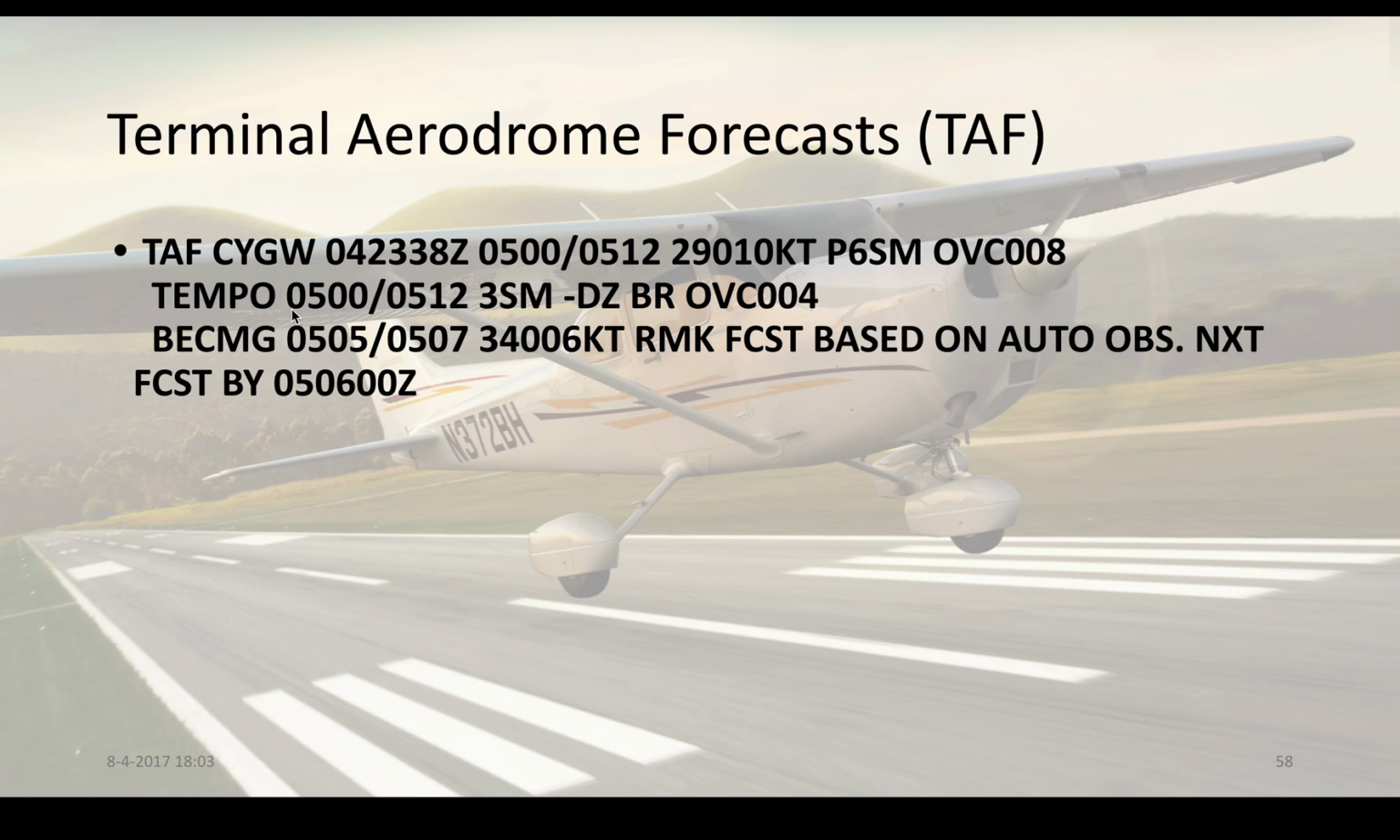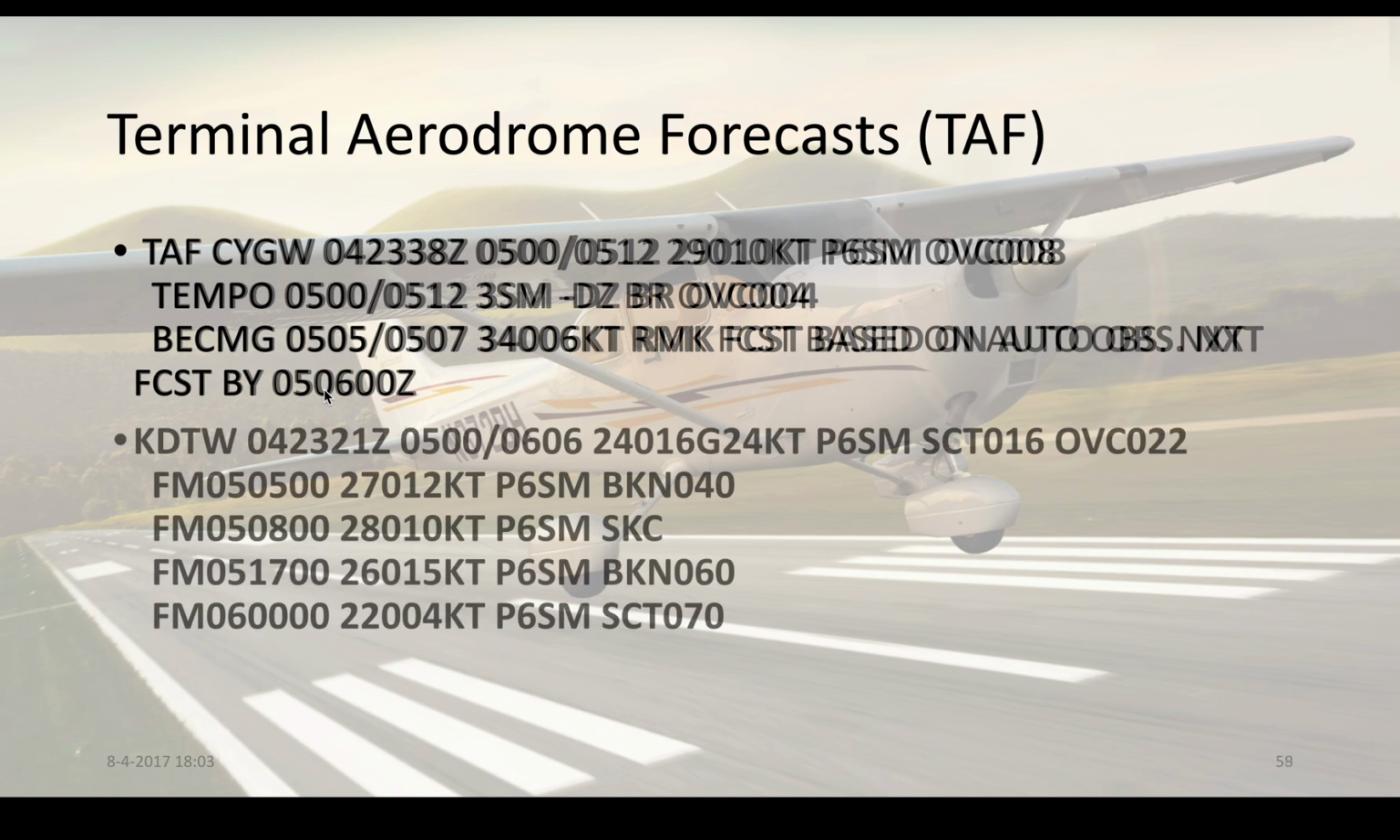And then from 0500 to 1200 Zulu, 3 miles, light drizzle is what that means. BR means mist, and overcast at 400 feet. Now, for less than half of that forecast period, it's going to be that. That's why it's called temporary. And then becoming from the 5th hour to the 7th hour, 340 at 6 knots, and then remarks, forecast based on an automatic observation. And then it might tell you when the next forecast is, not always.